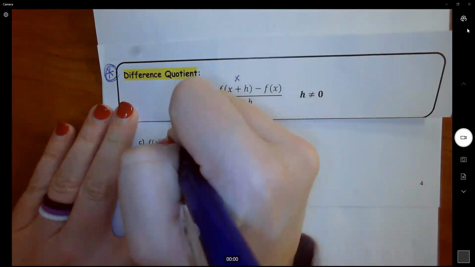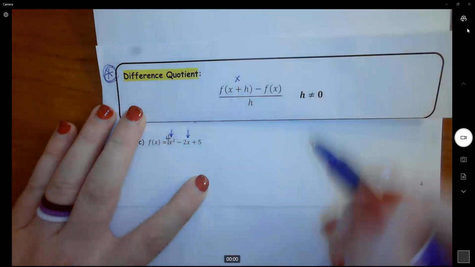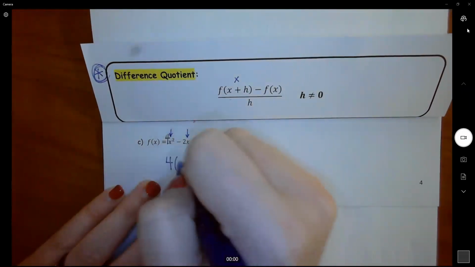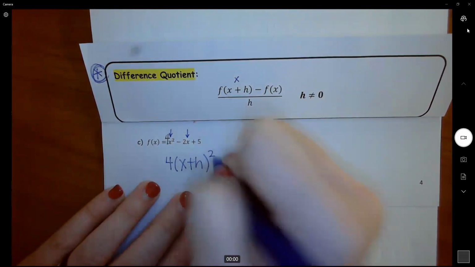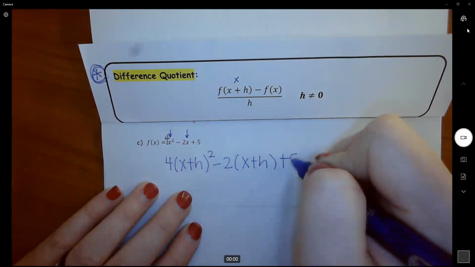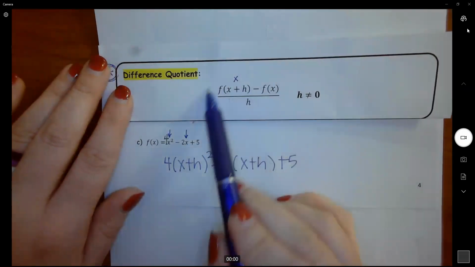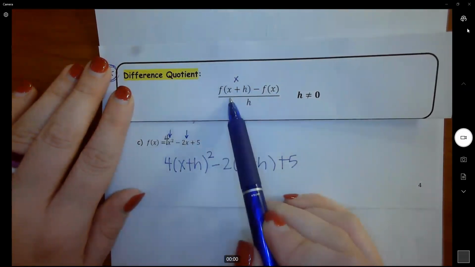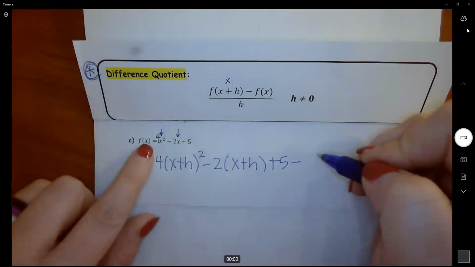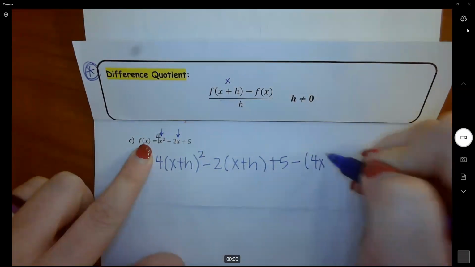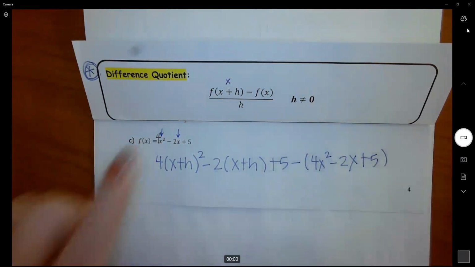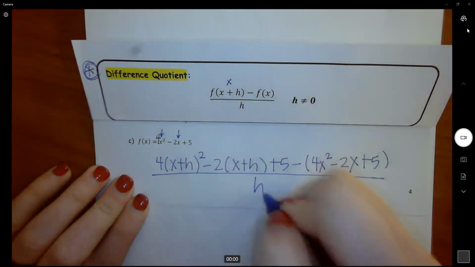So I have 2 x's again, and in place of 2 of these x's, I need to replace it with x plus h. So this becomes 4 times x plus h squared minus 2 times x plus h plus 5. That is this portion of my formula right here. Then I need to subtract my function. So minus 4x squared plus or minus 2x plus 5. And this is all over h.